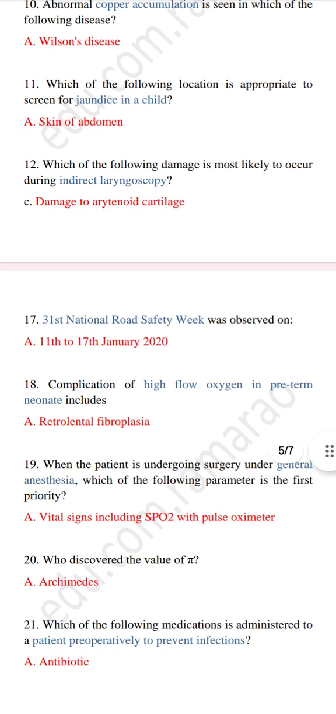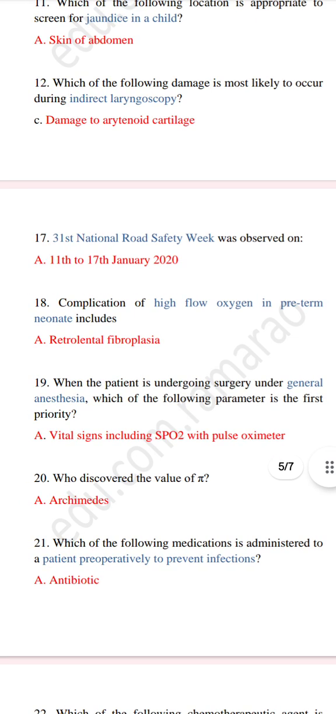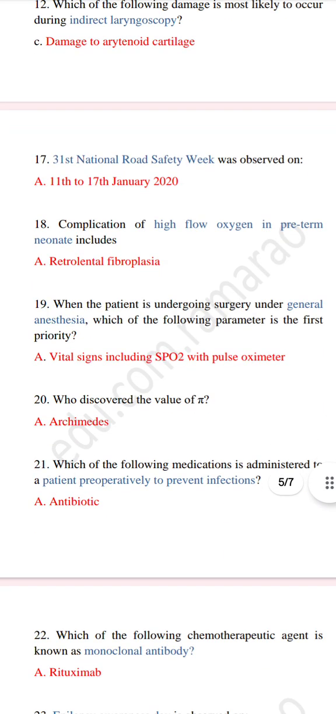Then next one. 31st National Road Safety Week was observed on 11th to 17th January 2020. Then complication of high flow oxygen in preterm neonate includes retrolental fibroplasia. Then next question. When the patient is undergoing surgery under general anesthesia, which of the following parameter is the first priority? Have to check vital signs including saturation with pulse oximeter.